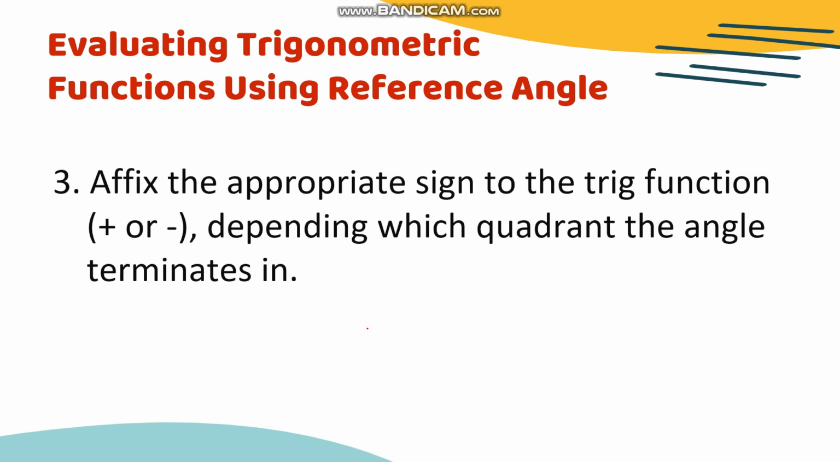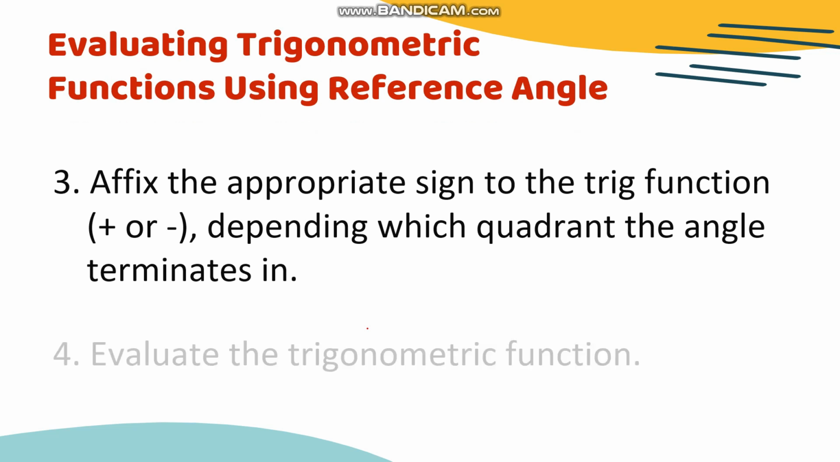Third, we have to affix the appropriate sign to the trigonometric function depending on which quadrant the angle terminates in. So we have to put the appropriate sign for the trigonometric values that we will get depending on the location of the angle. If the angle is located in the first quadrant, it's positive, positive. If it's in the second quadrant, positive, negative. Third quadrant, both negative. And fourth quadrant, positive and negative. So we will just change the sign depending on the location of our angle. And then fourth, we evaluate the trigonometric function.